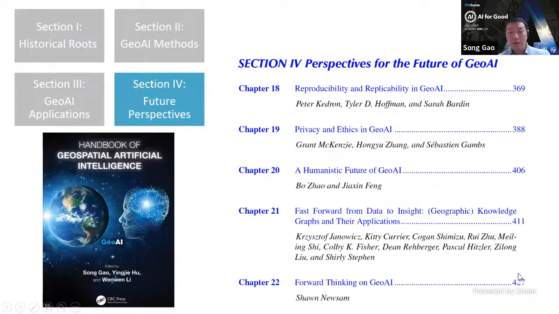And lastly, we also have different groups sharing future perspectives regarding reproducibility, replicability, privacy, ethics, or the humanistic future about how to keep human and community in hand, as well as some future thinking about knowledge graphs, as well as other high-level thoughts. So that's my brief introduction about the handbook. I will stop here.